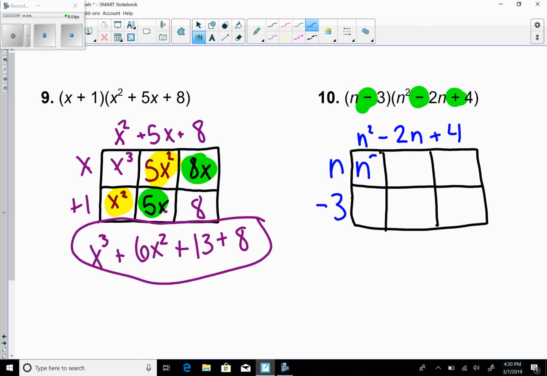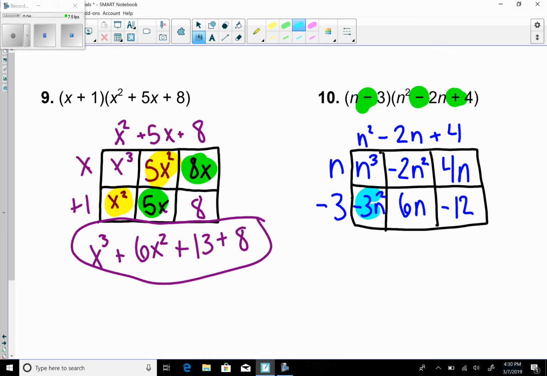All right, so again, we start off, we get n cubed. You're taking n squared times n. And then you're going to have negative 2n squared. And then 4n. Now going down to the bottom, you've got negative 3n squared. Then going to the middle, that's going to be 6n. And then off on the right-hand side, negative 12.